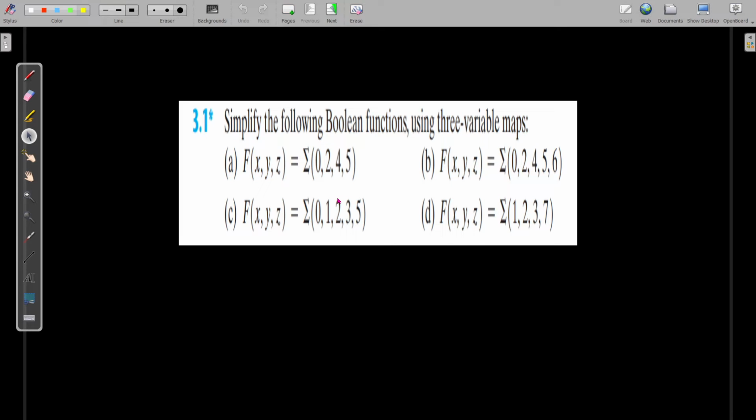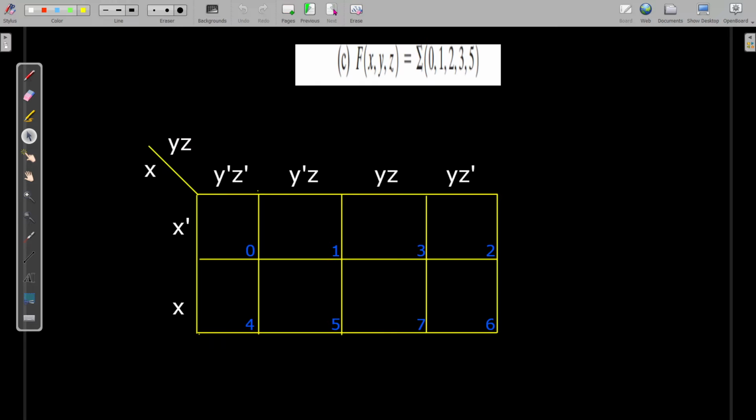In this video we have already solved the A and B problems, so now we are going to solve the C problem alone. That is f of x, y, z equals sigma 0, 1, 2, 3, 5 using a 3-variable K-map.